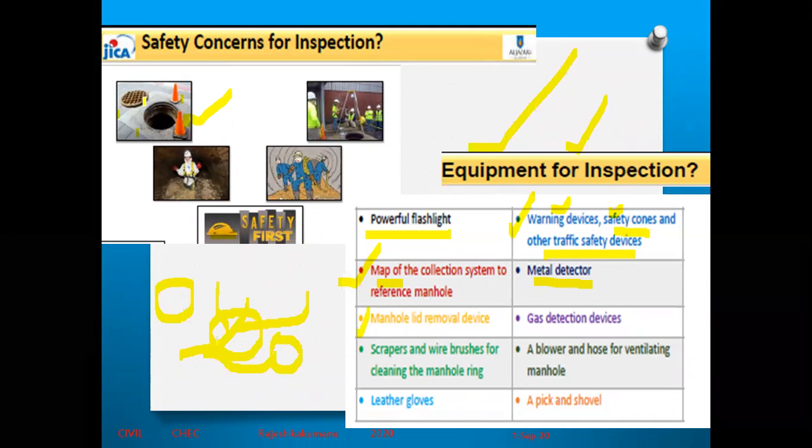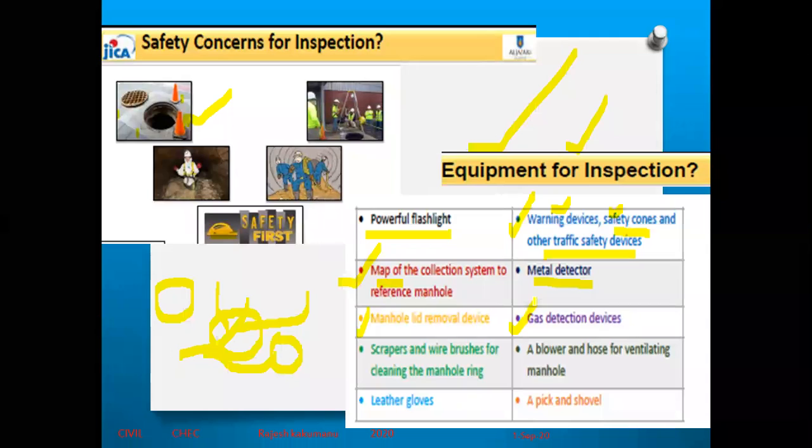Next, gas detection devices. Next equipment is gas detecting. So whenever you are entering into the manhole or a sewer pipeline, automatically different chemical gases or different poisonous gases are evolved from the wastewater system. Then we have to wear gas masks. You have to wear gas detection devices, where these gases are harmful to the human being.